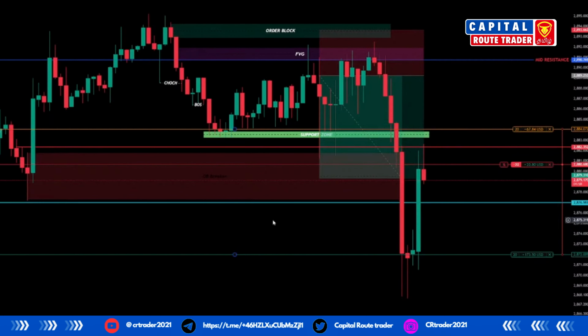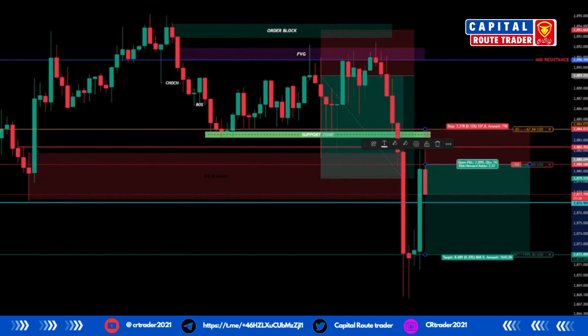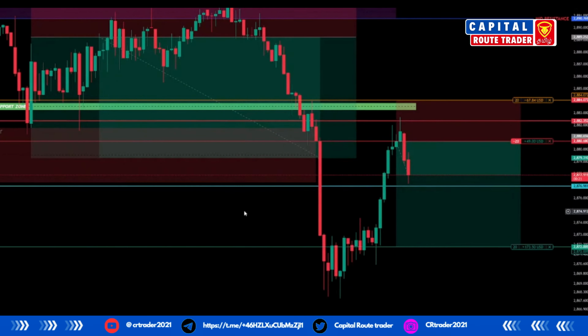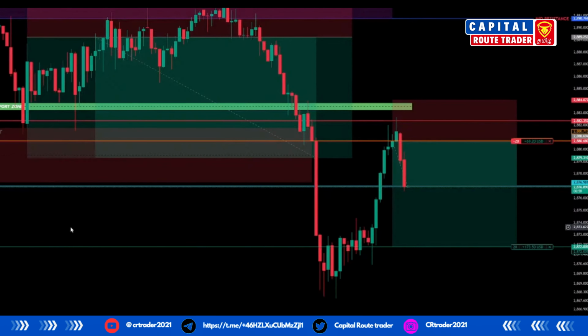Order block confirmation. The price reacted to a bearish order block, further reinforcing institutional activity and potential price reversal. Liquidity zones. The presence of liquidity pockets around key psychological levels confirmed areas where price action was likely to react.